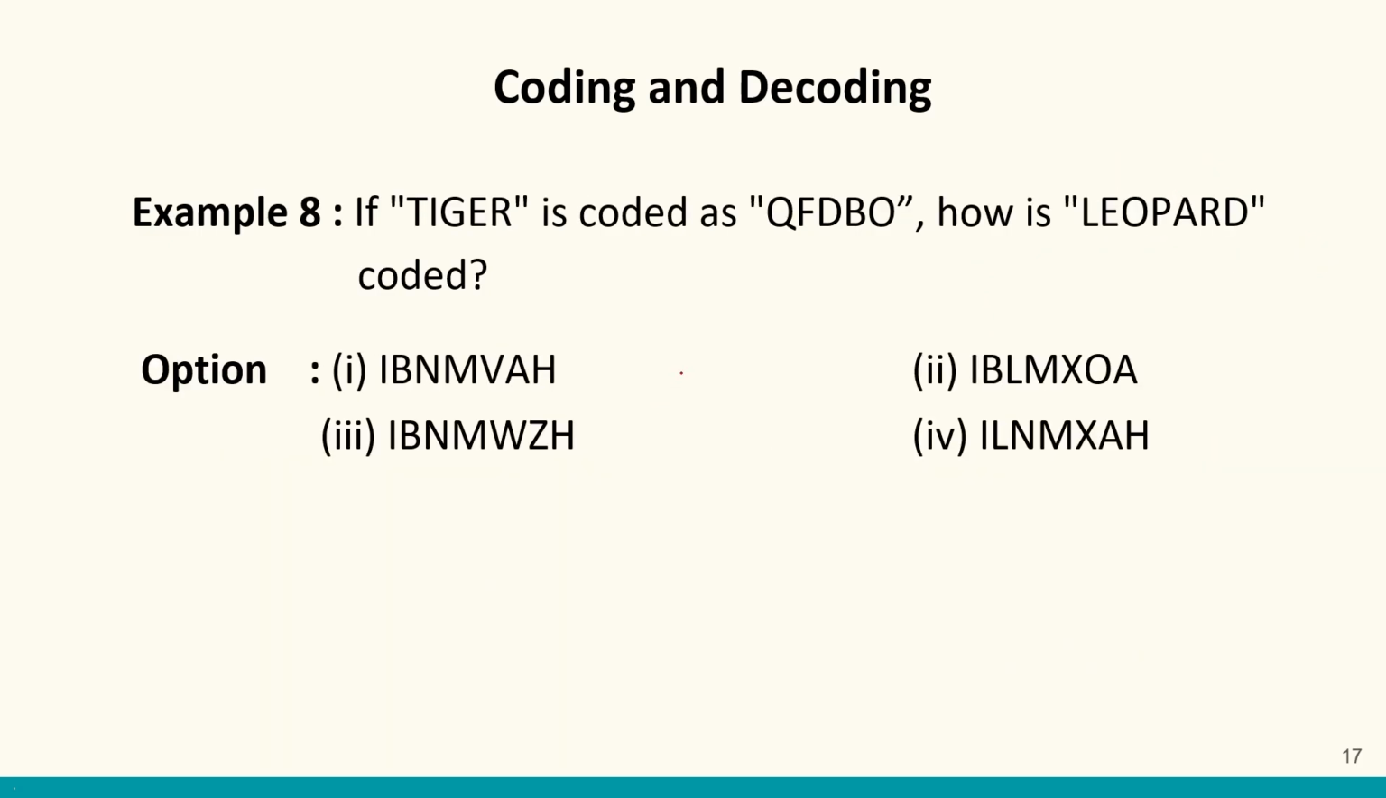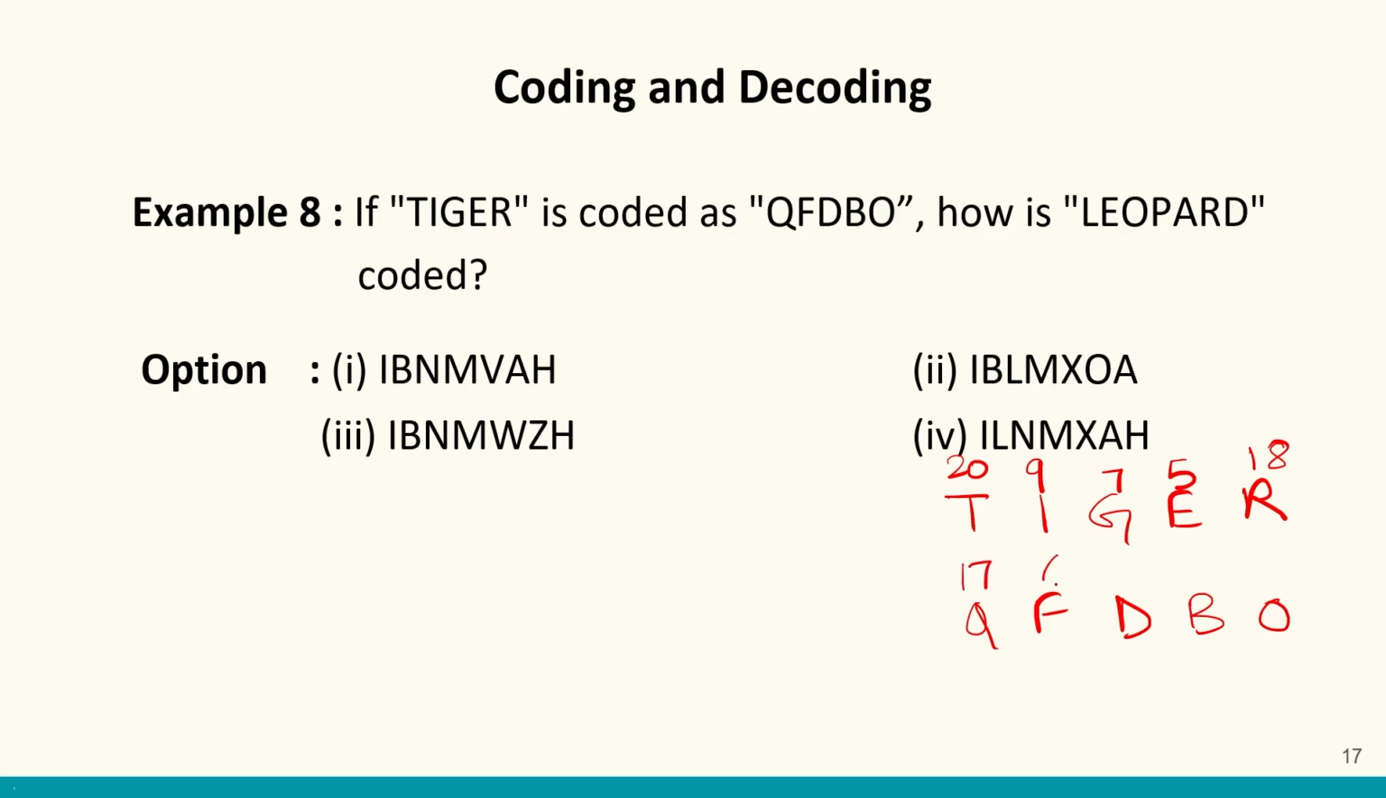Okay. Now this one. Tiger is coded as this. So how is leopard coded? Again, let us quickly give them ranks: U, F, D, B, O. So T is coded as how much? T is coded as 20, I is coded as 9, G is coded as 7, E is coded as 5, and R is coded as 18. Similarly, we'll give these ranks 17, 6, 4, 2, and O is coded as 15.